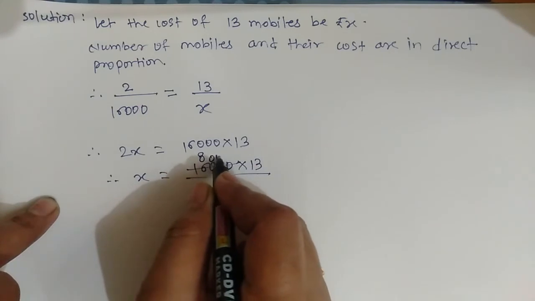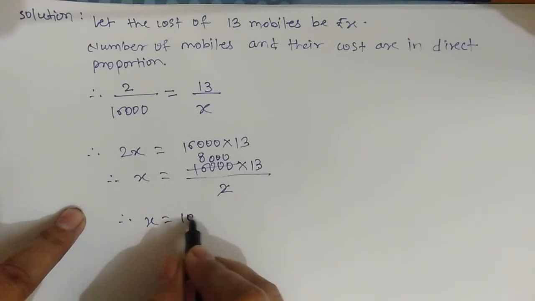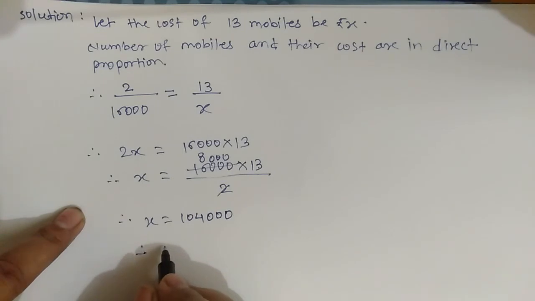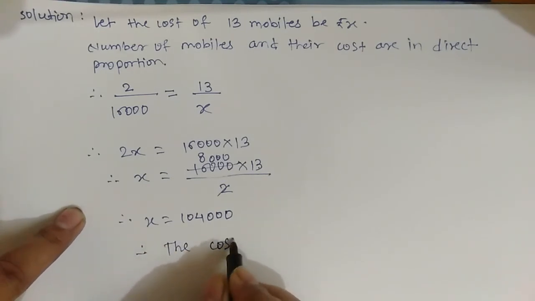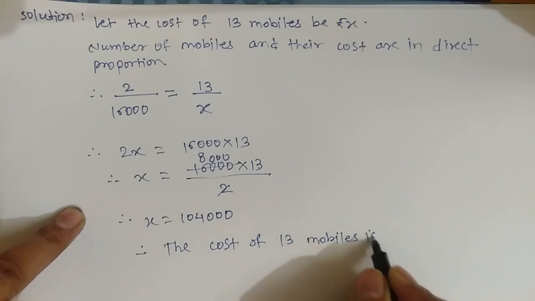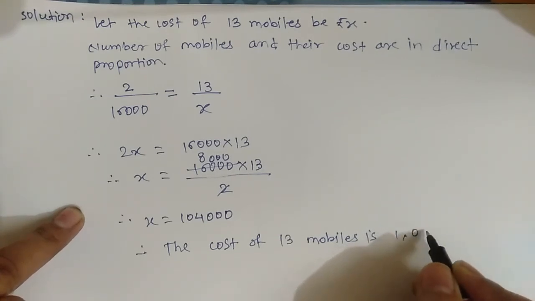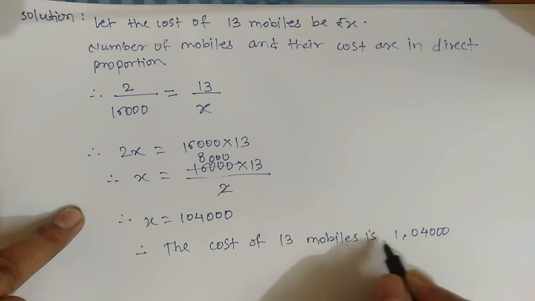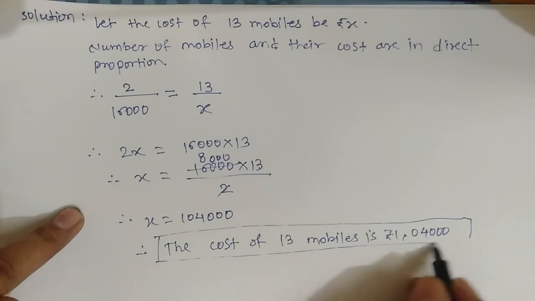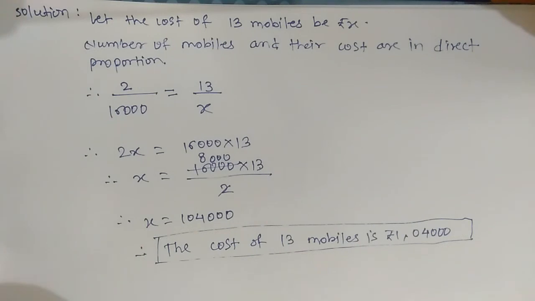2 8s are 16. It is 8,000. So therefore X is equal to 13 8s are 104. 3 zeros as it is. Therefore the cost of 13 mobiles is 1,04,000 rupees. Very simple, and the practice set 37 is over. Thank you.